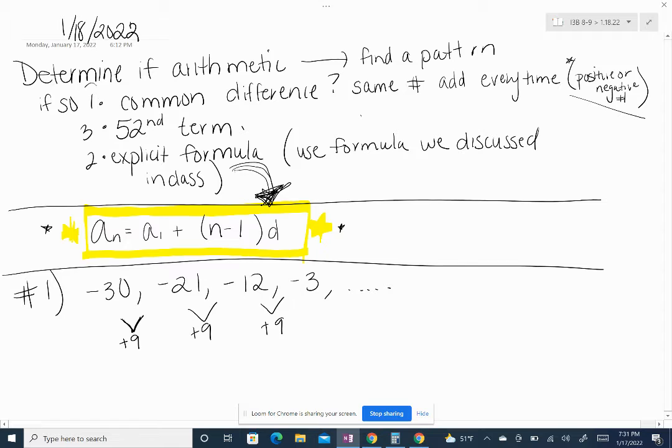I kind of did the order wrong. So first is finding the common difference. Second would be the explicit formula, which is going to be this one down here. And then the third is going to be finding the 52nd term. Okay, so I kind of started this one already.